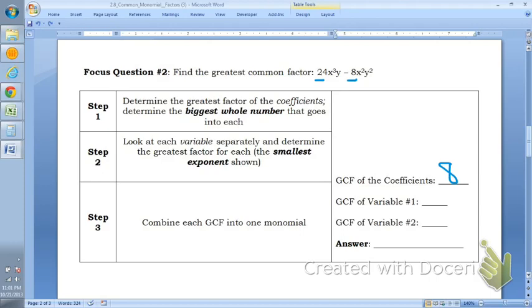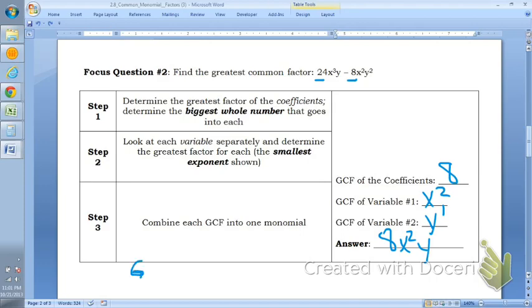The greatest common factor for the variables, well, both terms have an x, both terms have a y. Look for your smallest exponents, though. The smallest exponent on x is 2. The smallest exponent on y is 1. We don't need to write the 1 there, but I'm just writing it so you remember. Put it together to find the greatest common factor, 8x squared y.